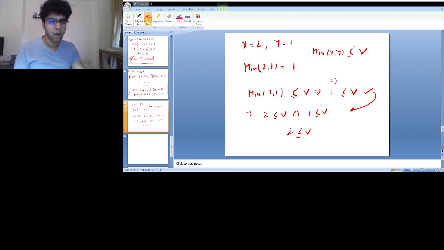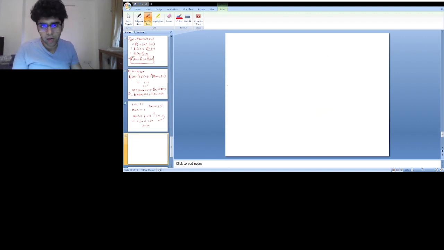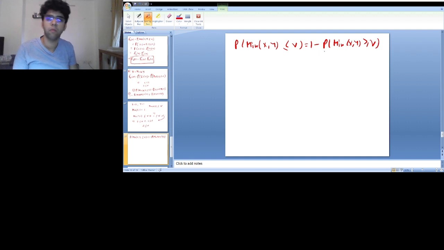But in the second statement, what I did was, because this was probability, I just wrote this min of x comma y less than equal to v as 1 minus probability min of x comma y greater than or equal to v. Both of these things mean the same thing. I just subtracted it from 1, right, because it's a probability curve. Now this statement says that if my x is equal to 2 again and y is 1, so min of 2 comma 1 is greater than or equal to v.